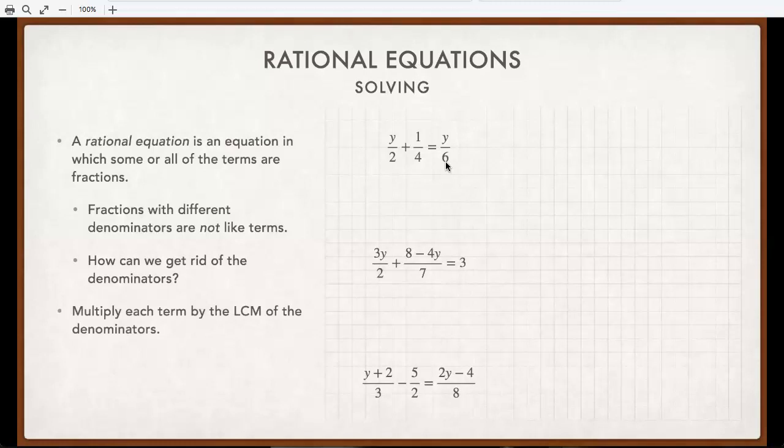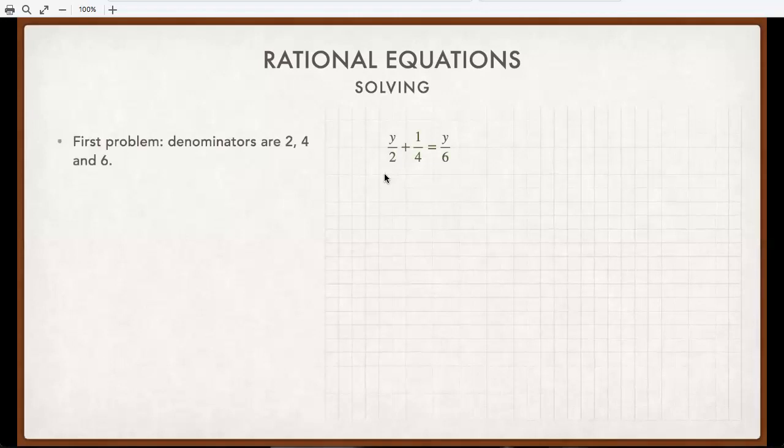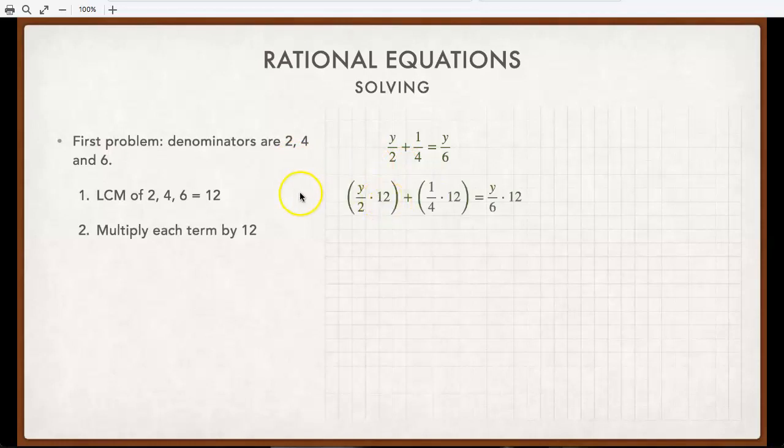A useful way to do that is to multiply each term in the equation by the least common multiple of the denominators, and that'll let us eliminate those denominators, and then we can simplify and solve the equation. Let's look at an example. In this first problem, our denominators are 2, 4, and 6. The least common multiple of those is 12. So we'll multiply each term by 12. So y over 2 times 12 plus 1/4 times 12 equals y over 6 times 12.